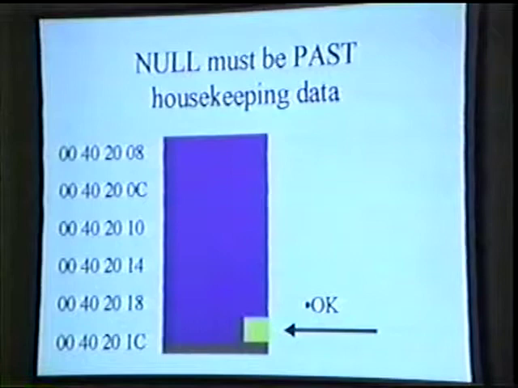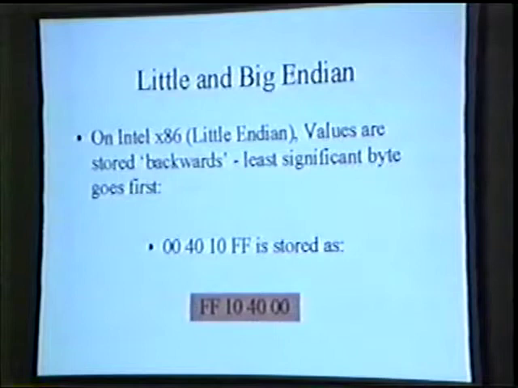Okay. Now I have to make a little trip and explain the difference between little and big endian. Has anybody here heard of this before? Obviously. On an Intel system, numbers are stored, in my opinion, backwards. So if I have an address that's 004010FF, it's going to be stored in memory as FF104000. Well, what's the last character in this then? It's a null, right? Well, if I want to inject that address and put it onto the stack, I could.